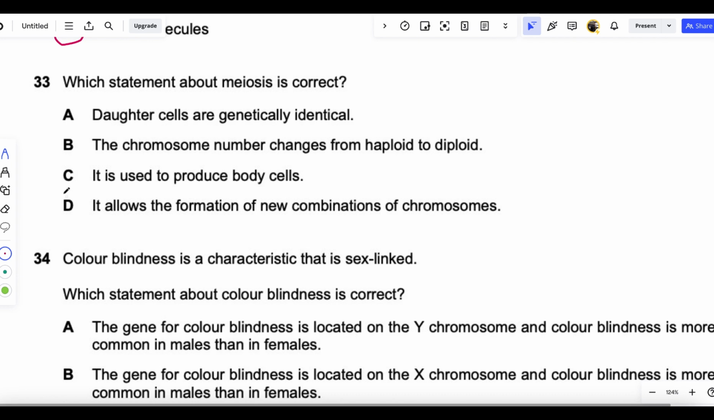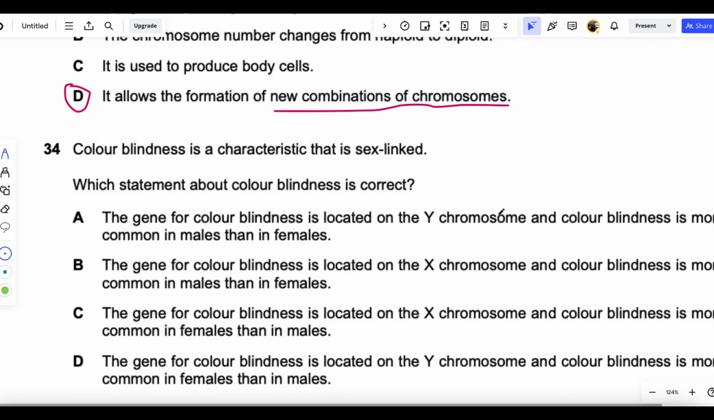This looks more likely than the others. Meiosis allows the formation of new combinations of chromosomes.